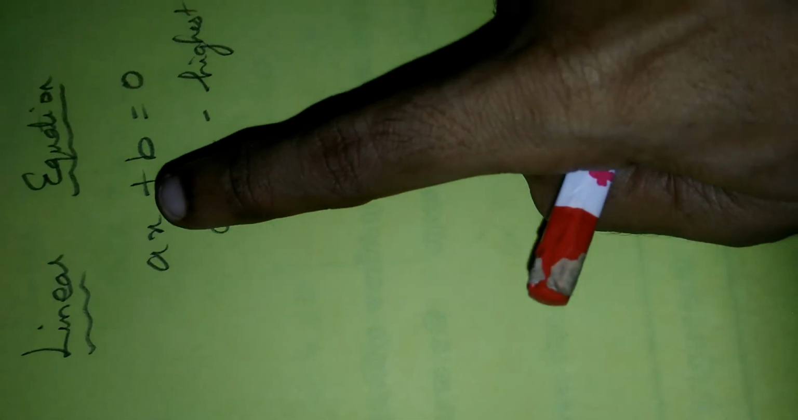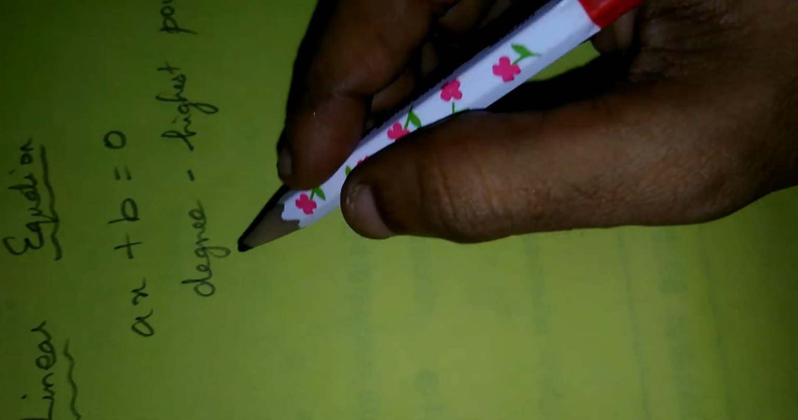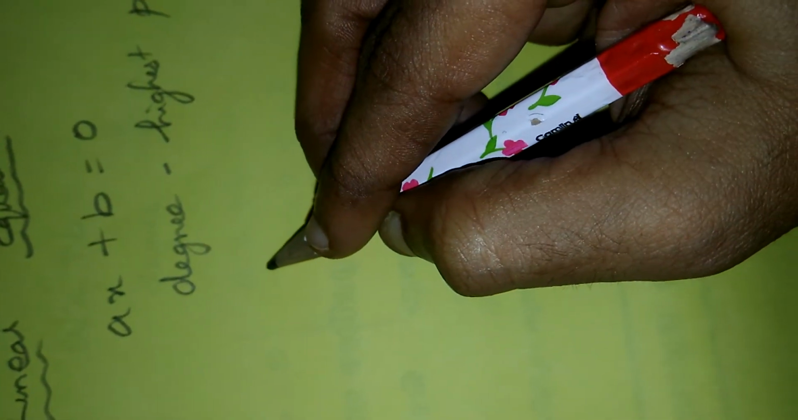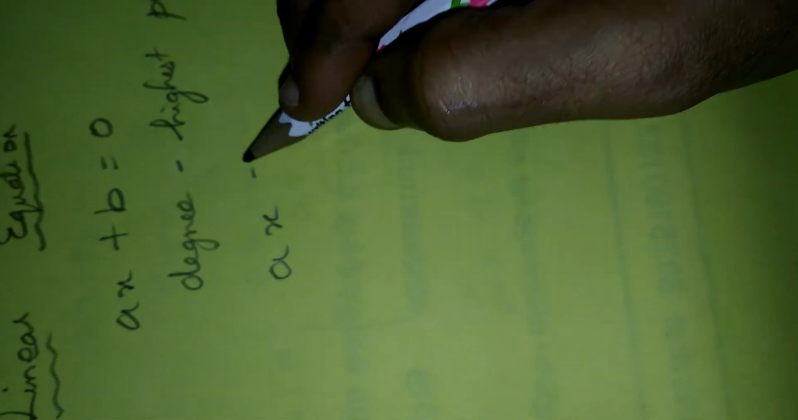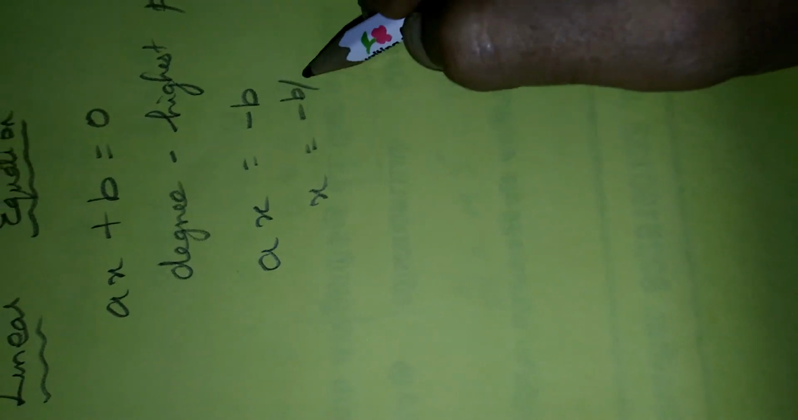We can also call this a linear equation with one variable, because here there is only one variable, that is x alone. Now let's see what the solution of this equation is. If I solve this equation, ax equal to, taking plus b to that side, minus b, and x equals minus b by a. This is the solution of this linear equation.